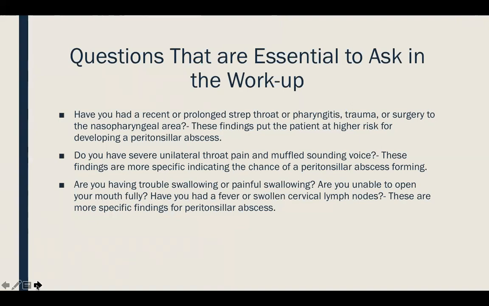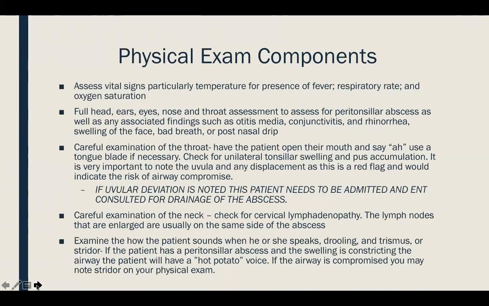Ask, do you have severe unilateral throat pain and a muffled sounding voice? These findings are more specific, indicating the chance of an abscess forming. Ask if they're having trouble swallowing or if they're having painful swallowing. Ask if they're unable to open their mouth fully or have had a fever or swollen lymph nodes. These are more specific findings for peritonsillar abscess.